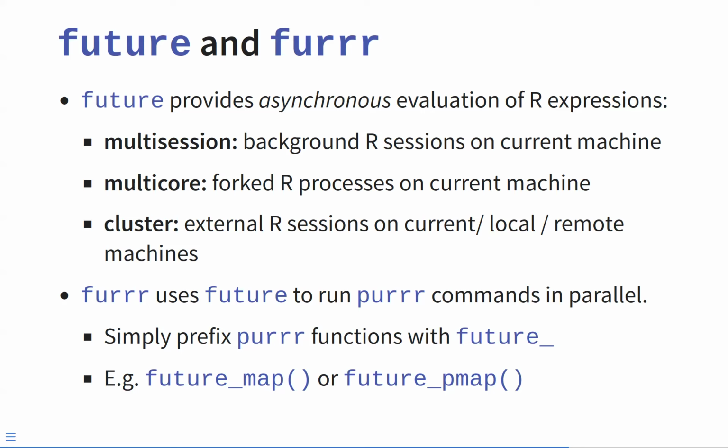So furrr uses future to run purrr commands in parallel. And from your perspective, you don't need to know anything about future. You don't need to know anything about multisession, multicore, or cluster. All you need to know is that you prefix your favorite purrr functions with future_. For example, future_map and future_pmap are parallelized versions of map and pmap from purrr.